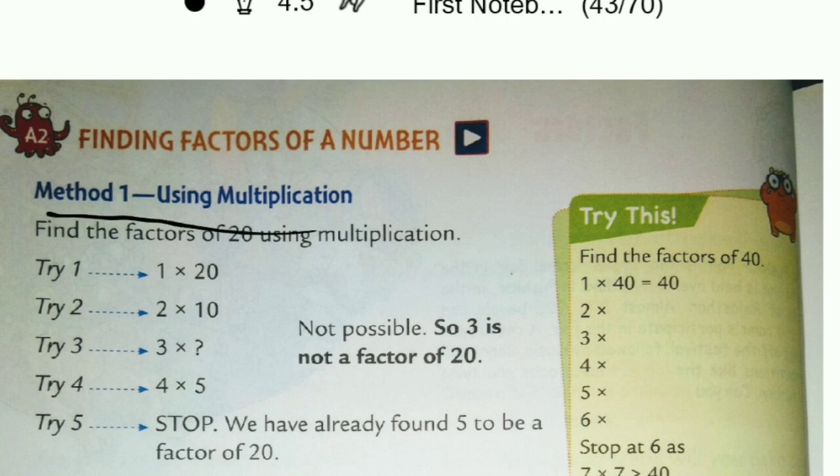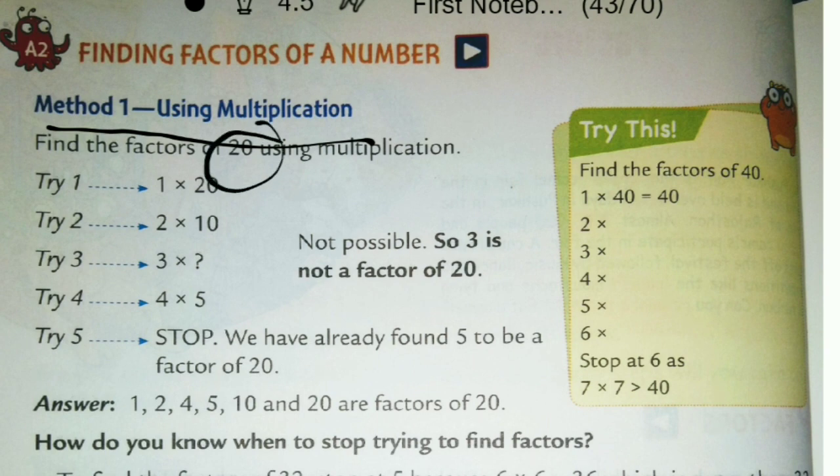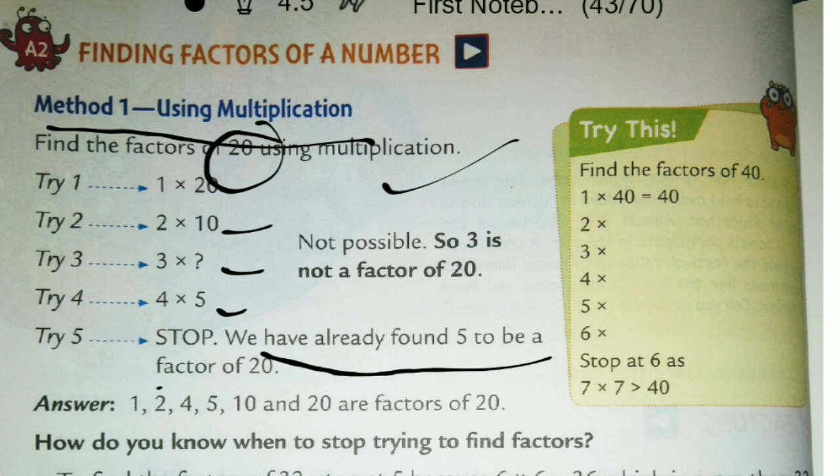The first one is multiplication and the other method is division. In the first one, find the factors of 20 using multiplication. We can try 1 into 20, yes. Then 2 into 10, yes. And 3 into what number? 3 into no number. Then 4 into 5, yes. Then stop. Why? We have already found 5 to be a factor of 20. So the factors of 20 are 1, 2, 4, 5, 10 and 20.